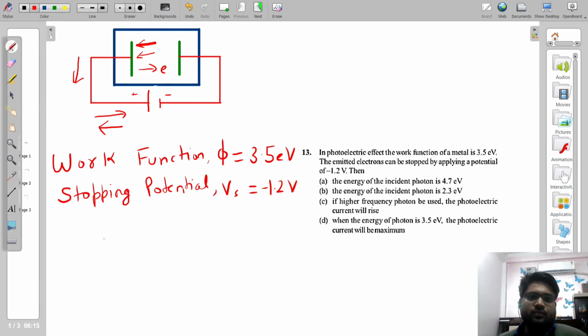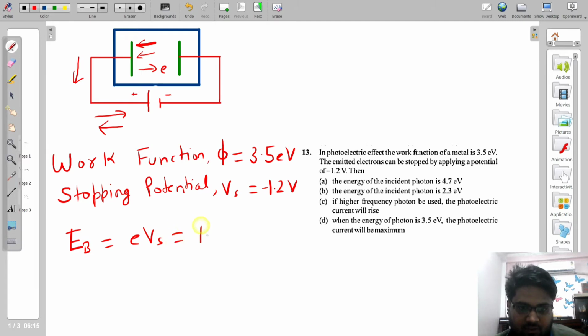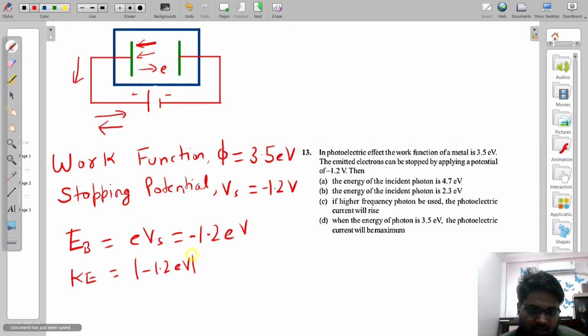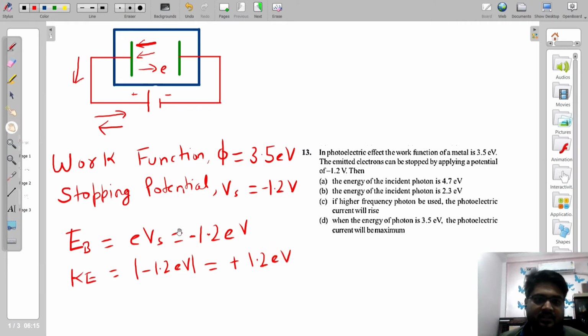So to stop the flow of current, the energy given by the battery is equal to the kinetic energy of electron. So first we calculate the energy of the battery. EB is equal to e into stopping potential, and that value will come 1.2 electron volt, and it is negative. Now kinetic energy will be equal to this value. So kinetic energy is equal to mod of minus 1.2 electron volt, and it will give us plus 1.2 electron volt.